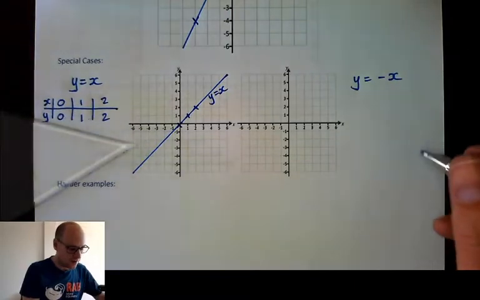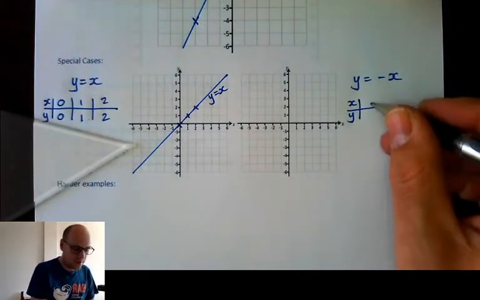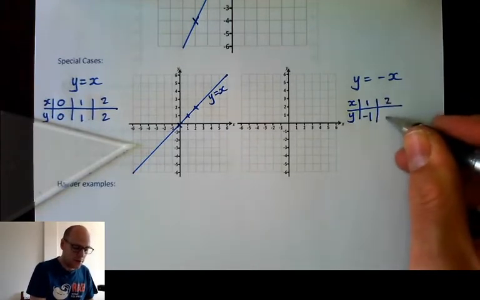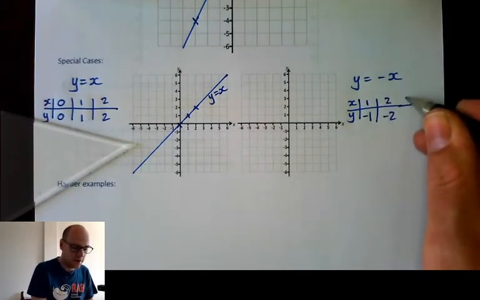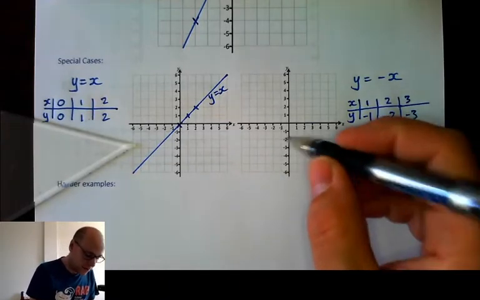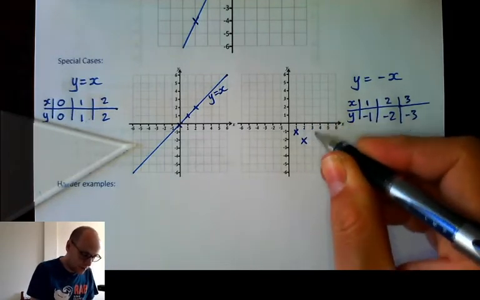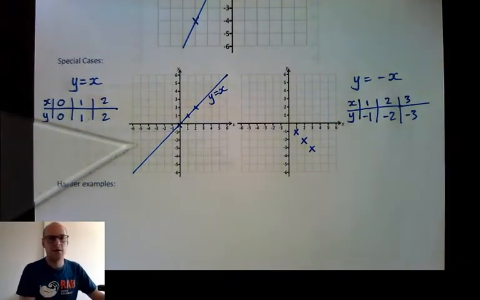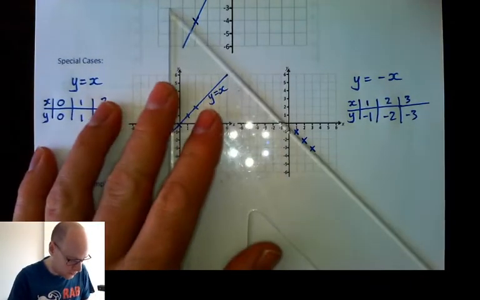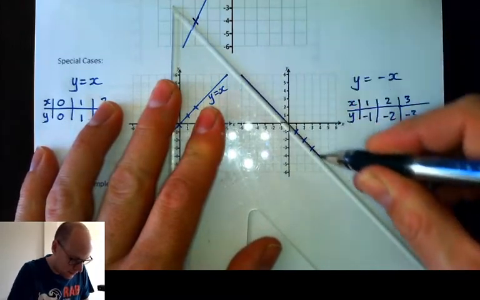y equals minus x, you might remember that from last year. You don't need a table of values, but when x is 1, y is minus 1. When x is 2, y is minus 2. When x is 3, y is minus 3. You get the idea. And this is going to be a diagonal line down in this direction.